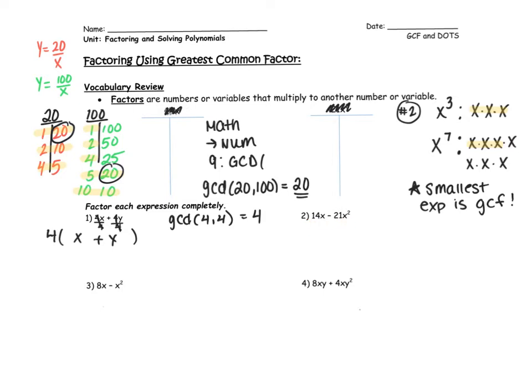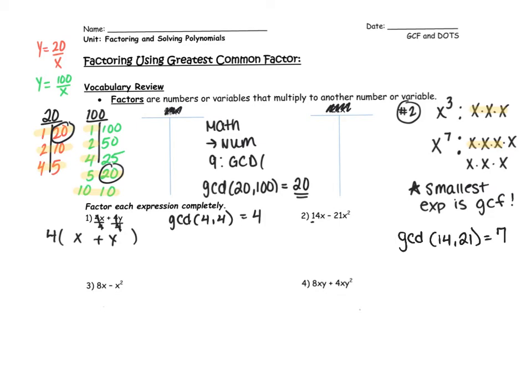How about number 2? I have 14x plus 21x squared. So if you want to find the greatest common factor, go ahead and type that into the calculator. If you can do it in your head, that's even better. So we have the GCD of 14 and 21. You'll go ahead and type that in, and you should get 7.